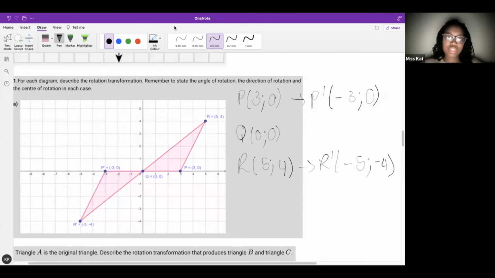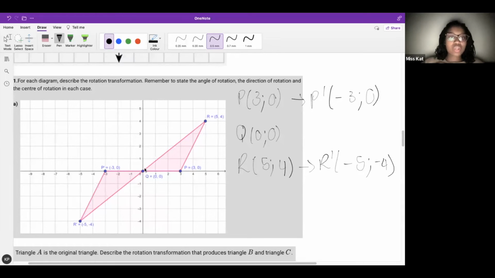Anyone know what type of rotation we are working with here? 180 degrees. How did we know that, guys? How did you know it was a 180-degree rotation? Okay, people are saying the minus. They both changed, yes, but also, how else would you have known, guys? Both signs change. That's the only time. There we go. So that's what I was looking for.